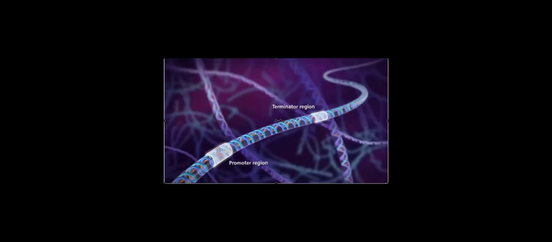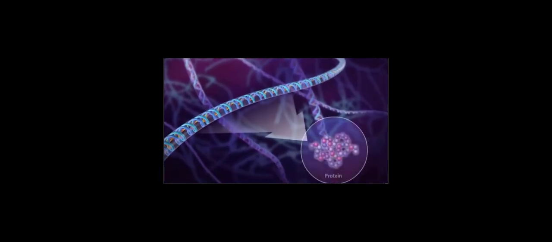Promoter is the site of the DNA that RNA polymerase binds to, while termination signal is the site of the DNA where RNA polymerase releases from it. Both termination signal and promoter regulate the gene expression. Promoter and termination signal are not transcribed during the transcription process.